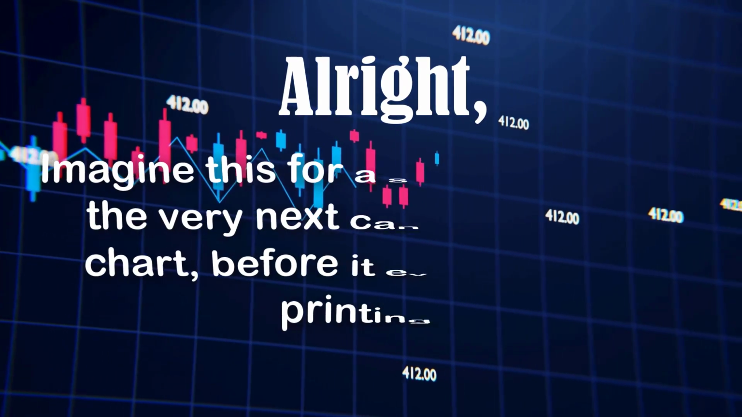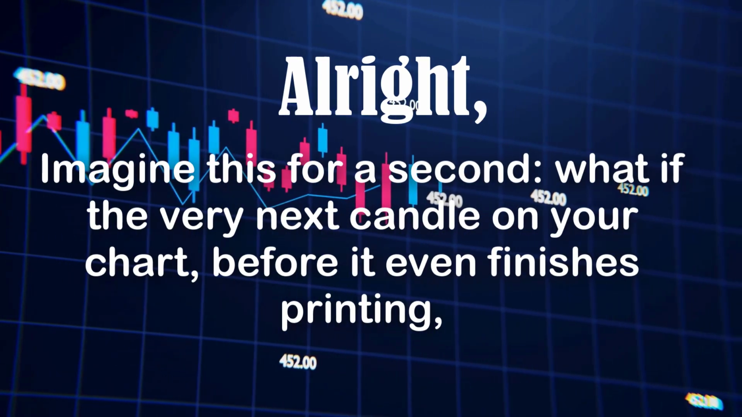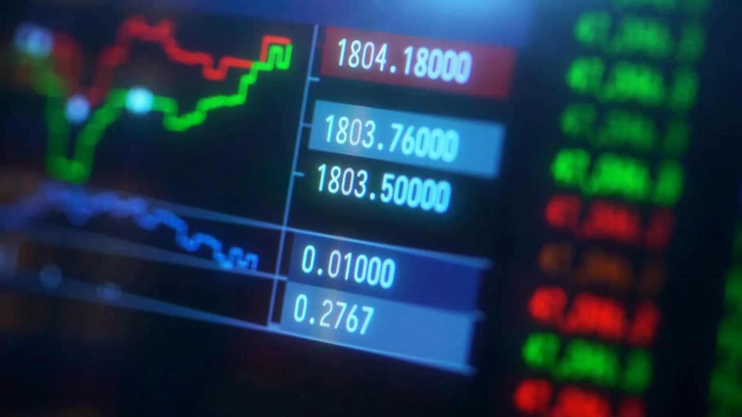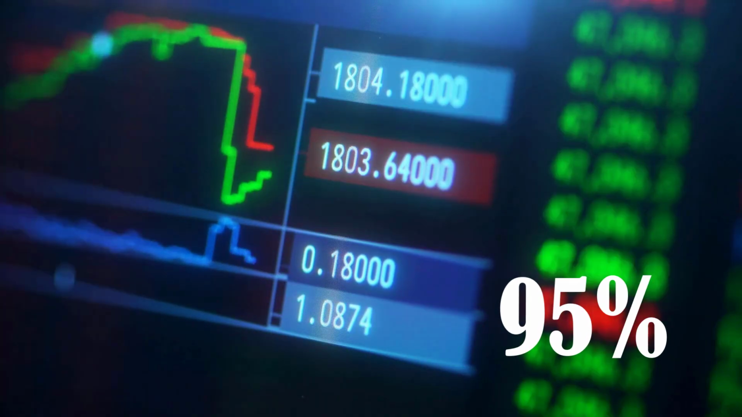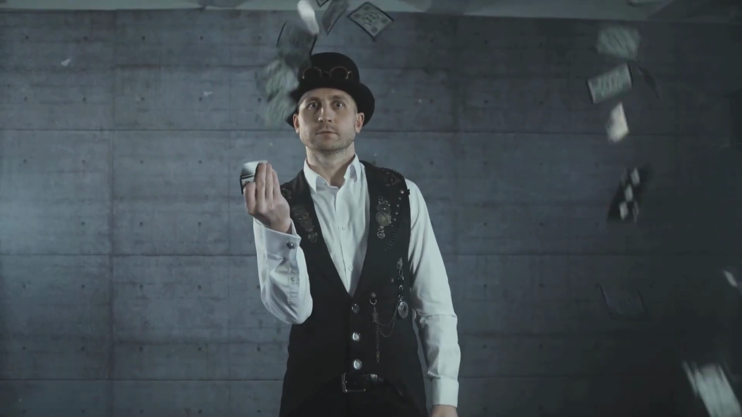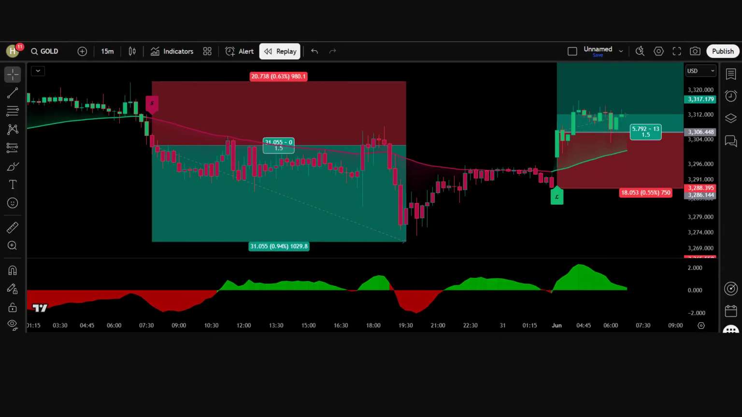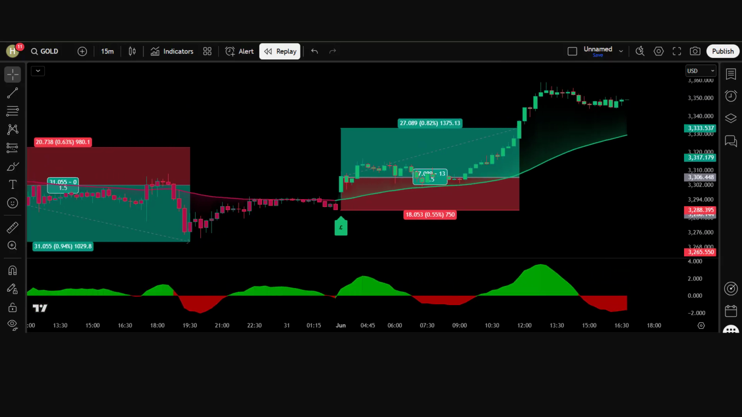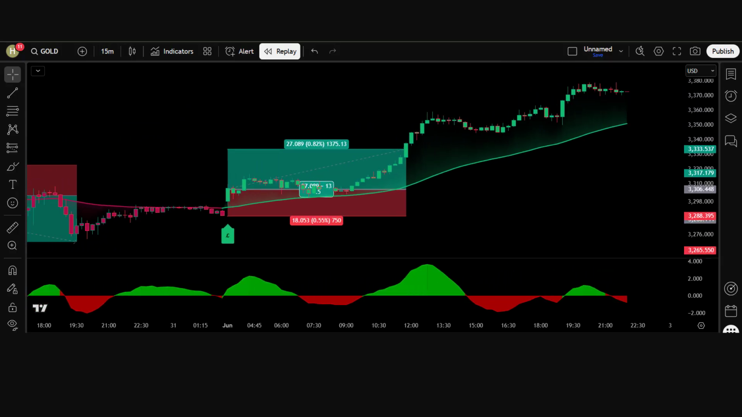Alright, imagine this for a second. What if the very next candle on your chart, before it even finishes printing, could tell you its outcome with a mind-blowing 95% certainty? Sounds like hype, right? Like some kind of magic. Well, it's not. It's pure, unadulterated percentile math, hidden in plain sight inside TradingView's free toolbox.